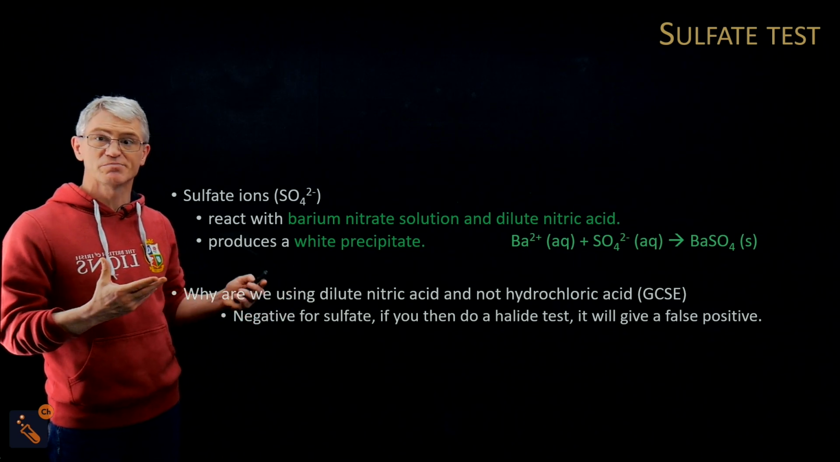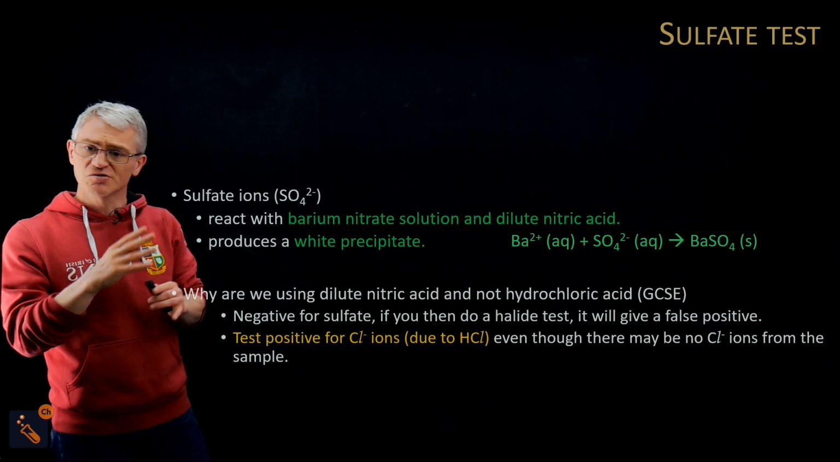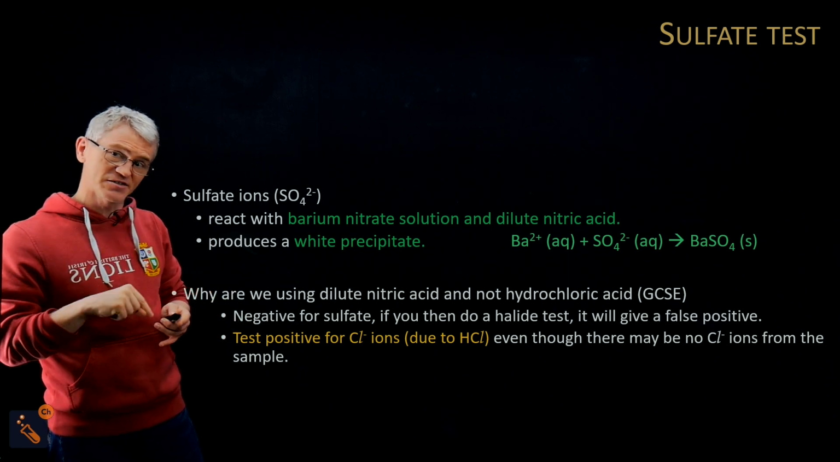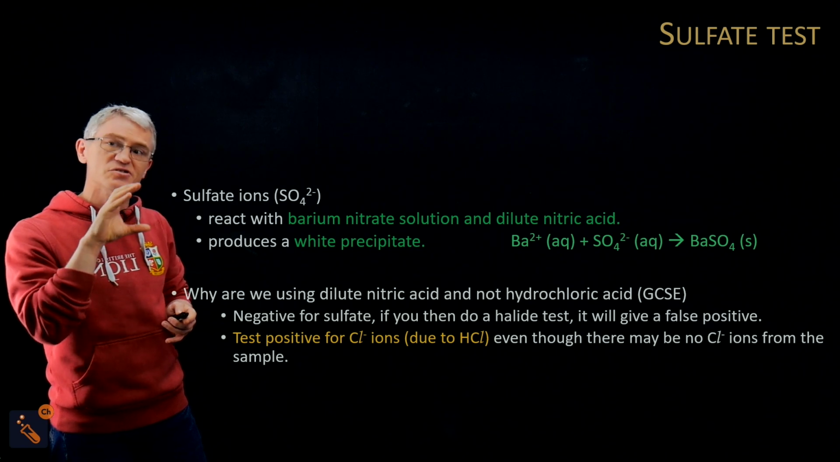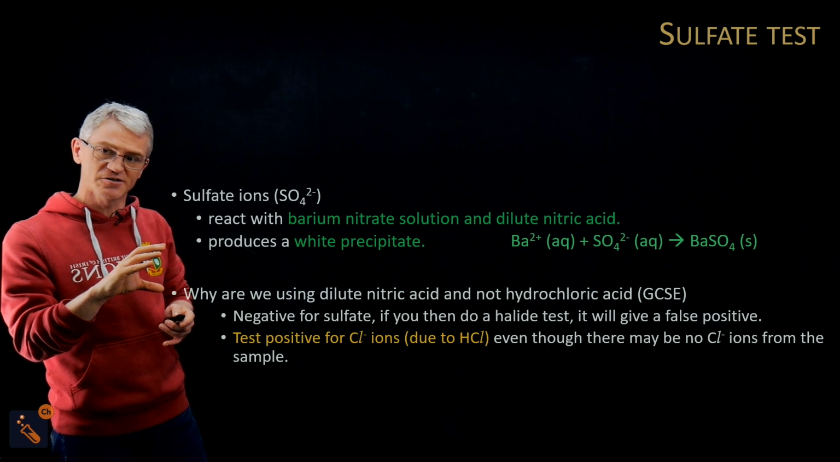So what do we mean by a false positive? What we mean is, if you're doing these all together, and I've told you that you can do them successively, you do the carbonate, and if you get no bubbles, you do the sulfate. If you get no white precipitate, you do the halide.